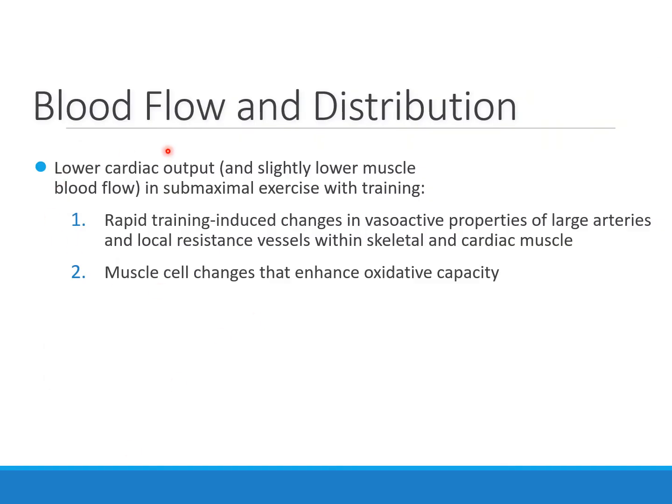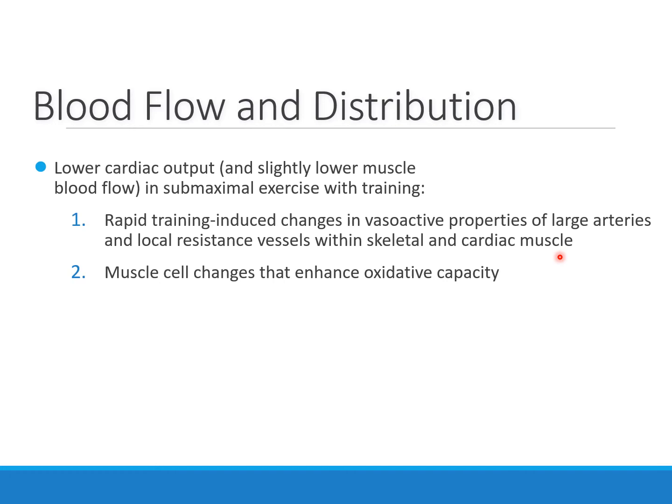Next, we're going to talk about blood flow and distribution related to aerobic exercise. And what we'll see is a lower cardiac output and slightly lower muscle blood flow in submaximal exercise with training. So rapid training induced changes in vasoactive properties of large arteries and local resistance vessels within skeletal and cardiac muscle. So essentially what this is saying is that as soon as you start training, you're going to start seeing these changes in your vessels. And the vessels usually just offer less resistance to blood flow.